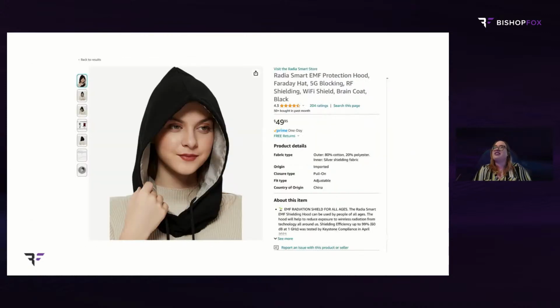And then again, the same logic with the bed shield. I don't really understand the concept of protecting your forehead and back of the head, but your face is still exposed. So I guess Wi-Fi and RF just magically don't target your face. That's not how radio frequencies work. So this product is also at a loss.